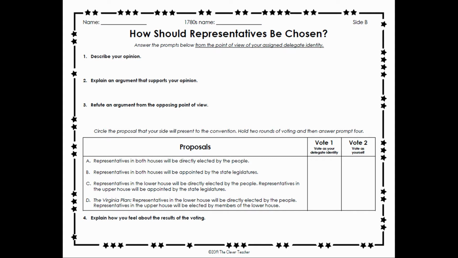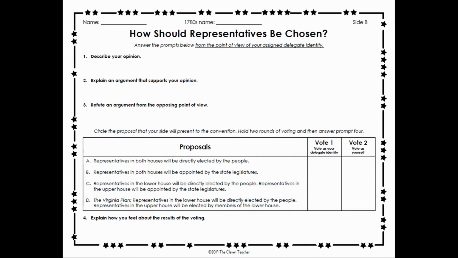Then the next part, it says proposals. And each state will have the same number of representatives, vote 1, vote 2. The first vote is going to be, you're going to vote yes or no on each one of these, A, B, C, and D, based on your identity card, okay? So each state will have the same number of representatives. You're going to vote yes or no.